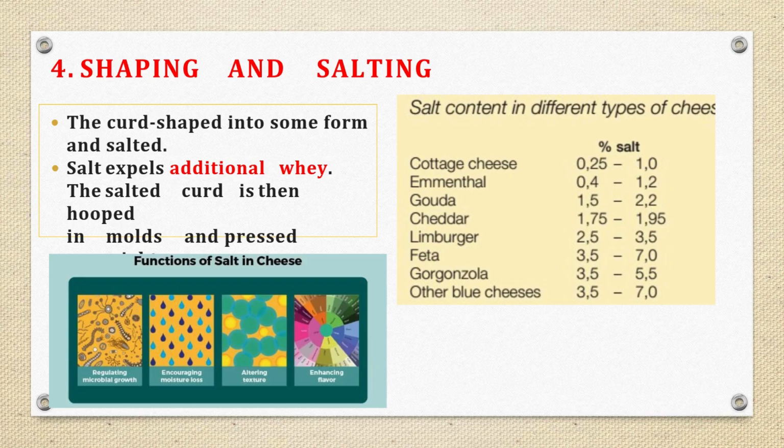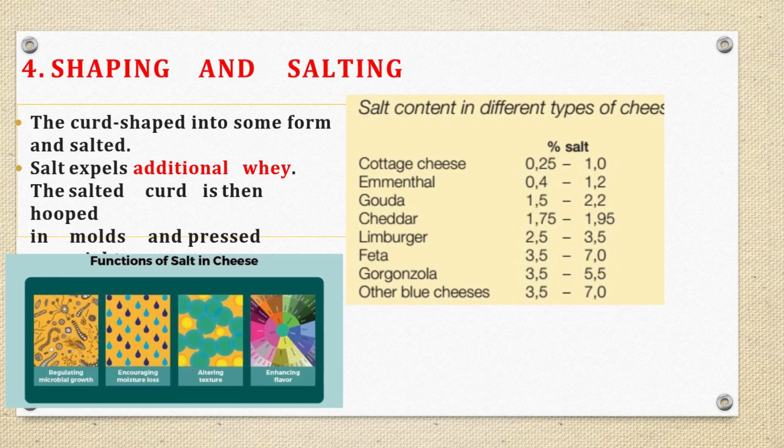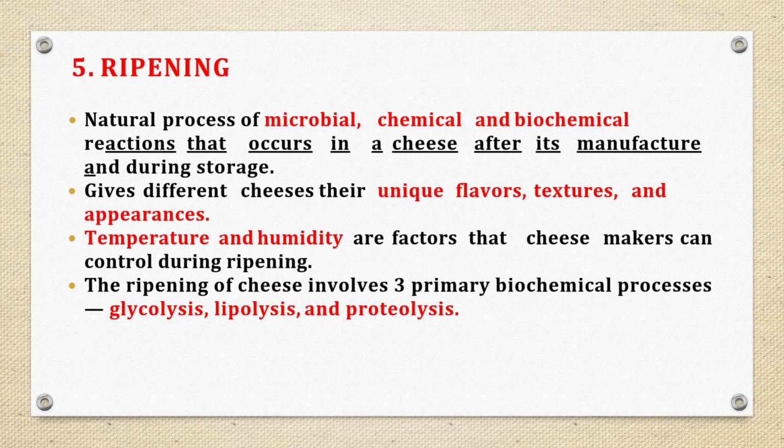And this brings us to the final transformative stage: ripening. Ripening is the natural process of microbial, chemical, and biochemical reactions that occurs in a cheese after its manufacture and during storage. This is the magical step that gives different cheeses their unique flavors, textures, and appearances. Temperature and humidity are the two key factors that cheesemakers can carefully control during ripening to guide this process.